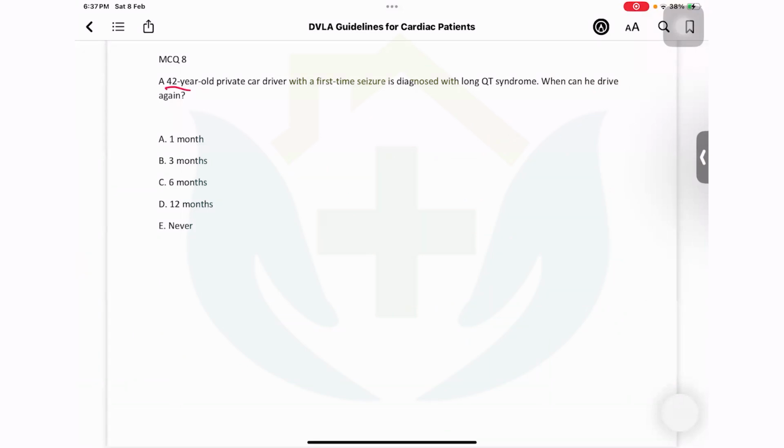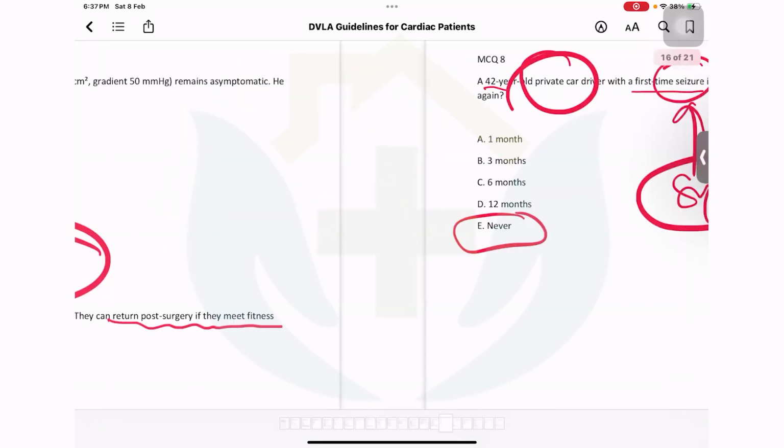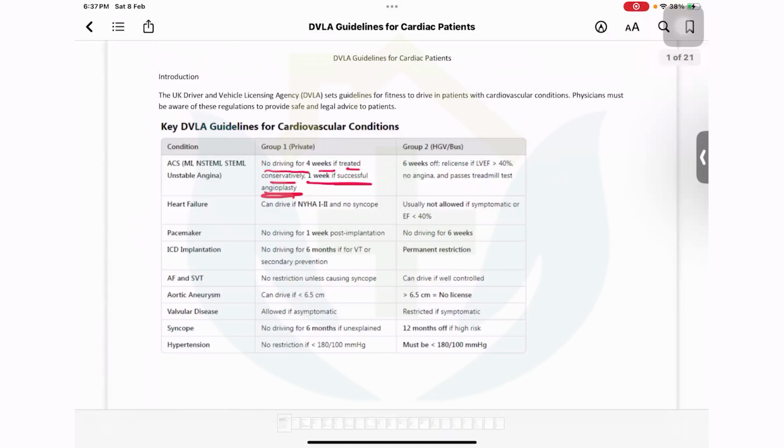A 42-year-old private car driver with first-time seizure is diagnosed with long QT syndrome. That's his leave gone. When can he drive again? So seizure or syncope, basically, with an identified cause, diagnosed with long QT syndrome. Never, sir. Ideally it should be never, but because he's a private car driver, the guidelines are that he can drive after 12 months. Okay.